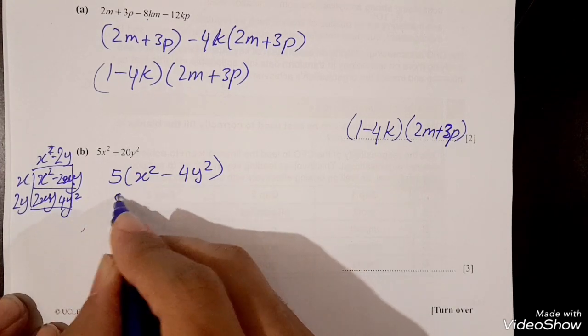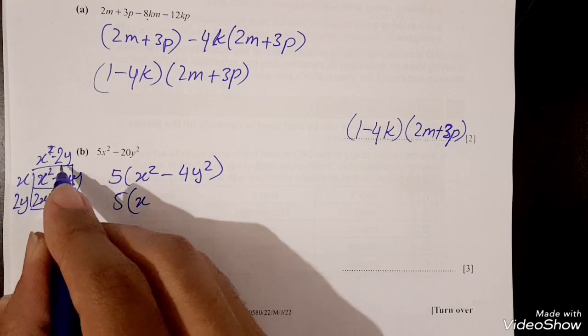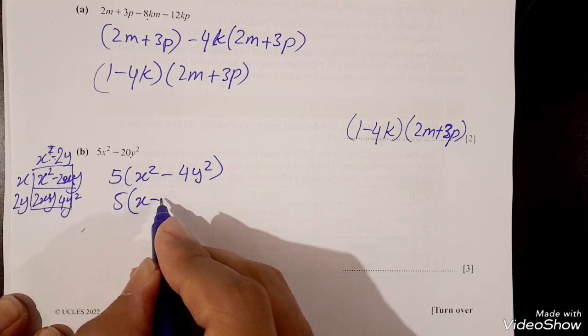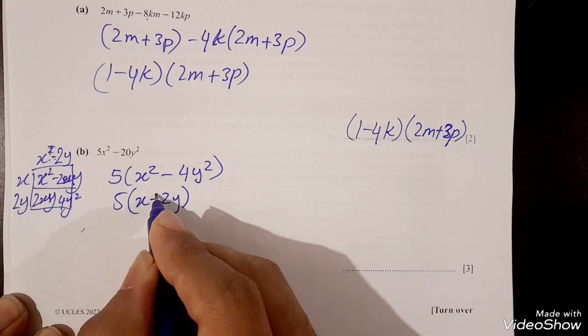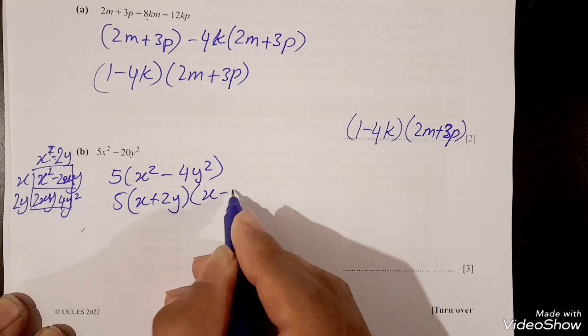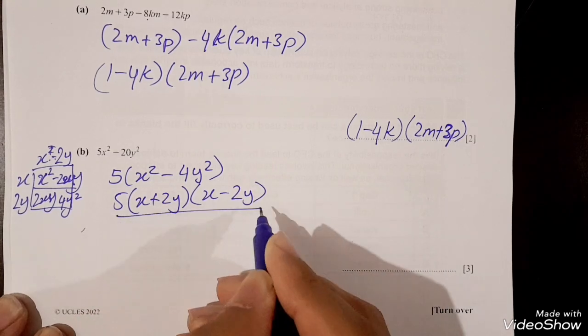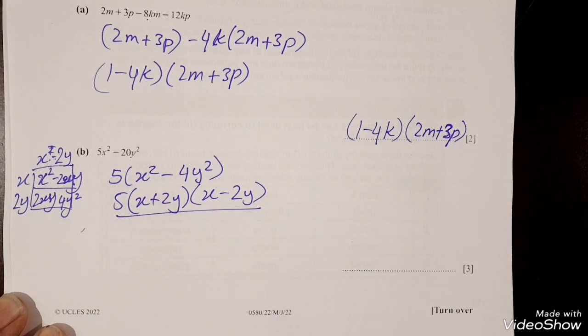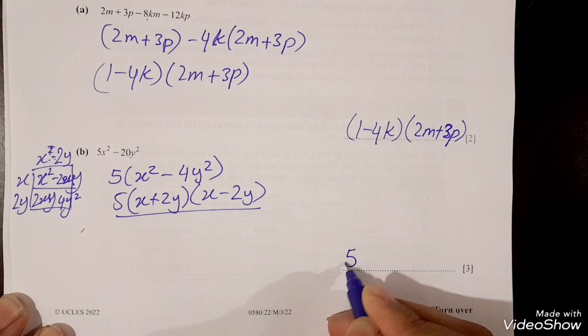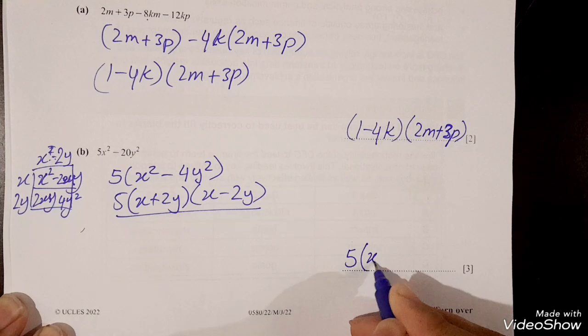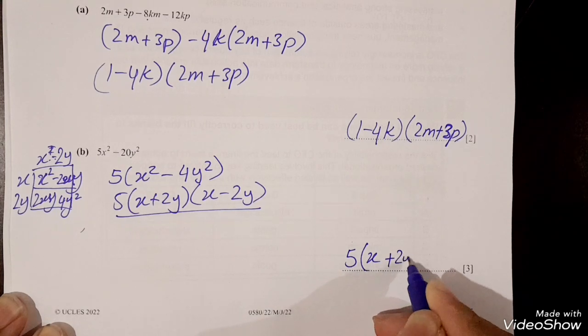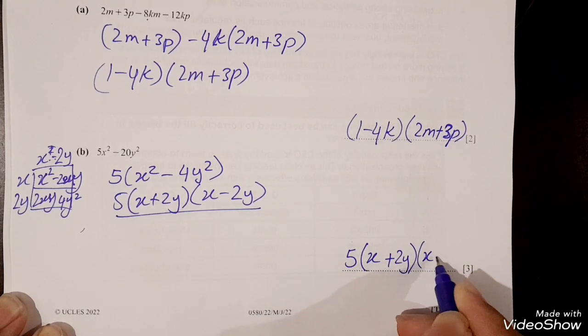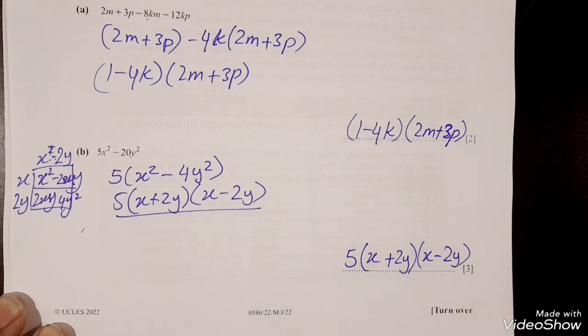So we will write 5 times (x minus 2y) over (x plus 2y) and (x minus 2y). So this will be the equation for part B. So we'll write 5 multiplied by (x plus 2y) multiplied by (x minus 2y). So this is how we will do part B.